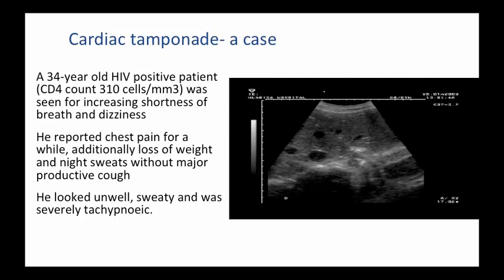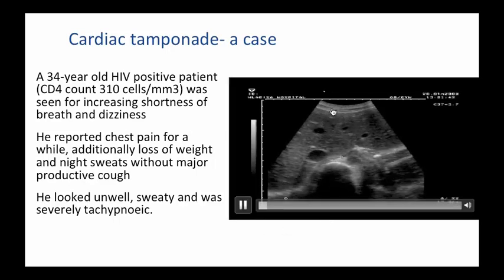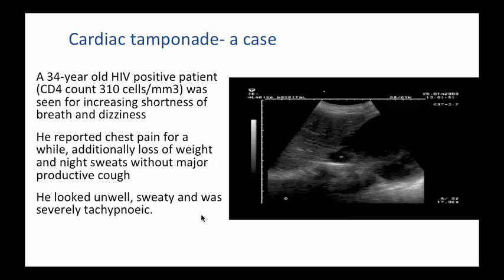So now I want to take you through a case from KwaZulu-Natal. This was a 34-year-old HIV positive patient, CD4 count 310, so not that bad. He was seen for increasing shortness of breath and dizziness. Additionally, he reported chest pain for a while, loss of weight, night sweats, but without major productive cough. He looked very unwell, sweaty, was severely tachypnoeic, had a low blood pressure and a high heart rate. On the chest X-ray, a cardiomegaly was found, and this is his ultrasound. You can see the liver again, and as we tilt upwards, we see this large effusion.